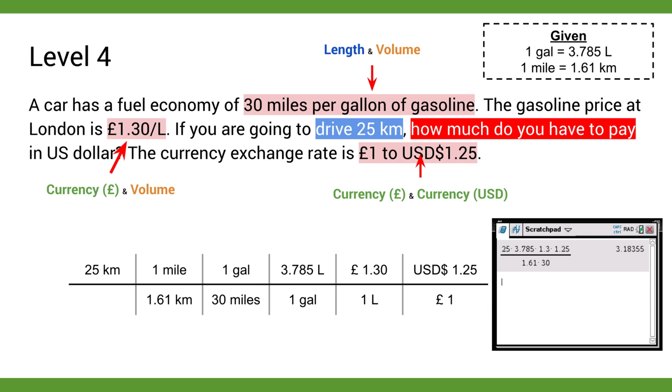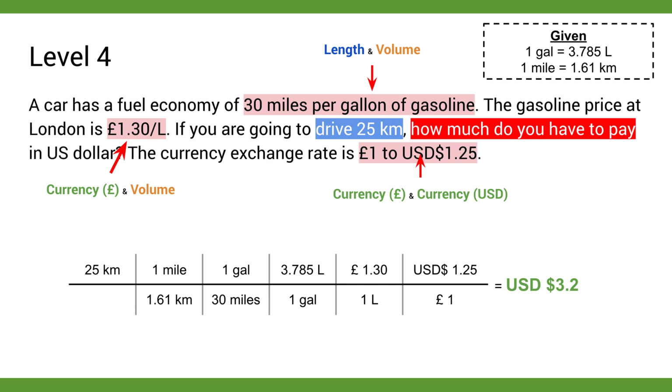And since we have two significant figures in the 25 kilometers, we will write out our answer with two significant figures. So we just say 3.2 US dollars. Okay, so again, make sure that you write the units. Make sure when you type into your calculator, you put parentheses around the numbers in the denominator.